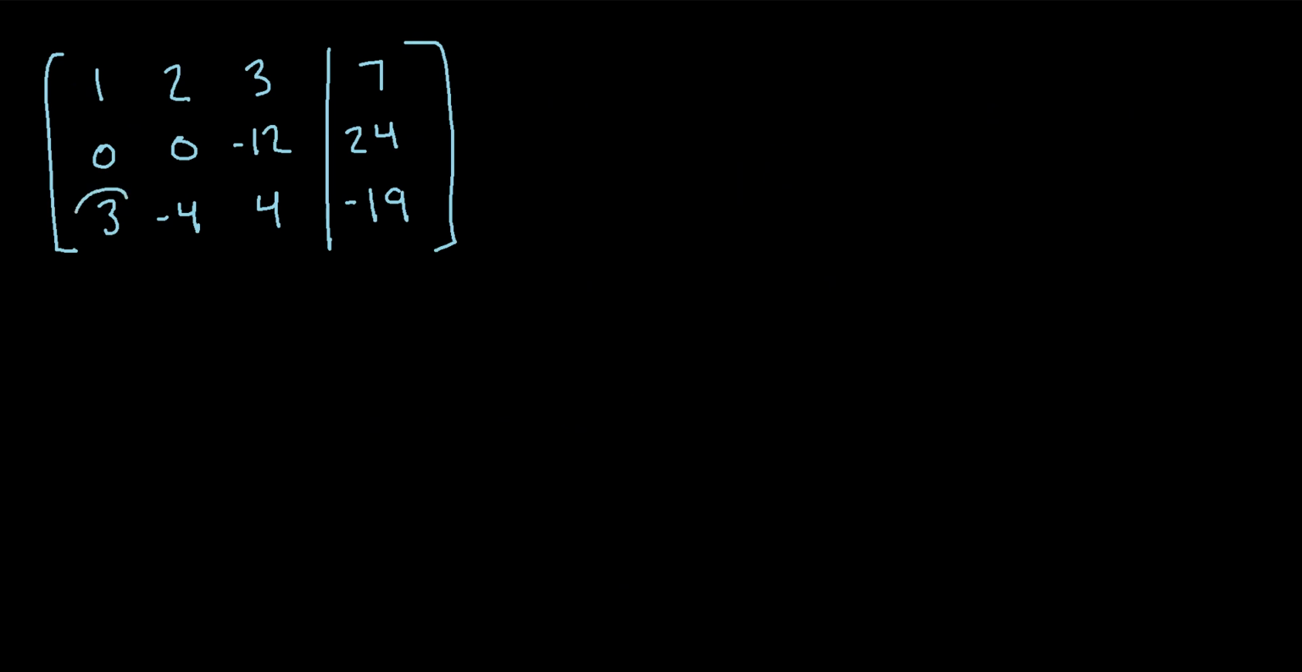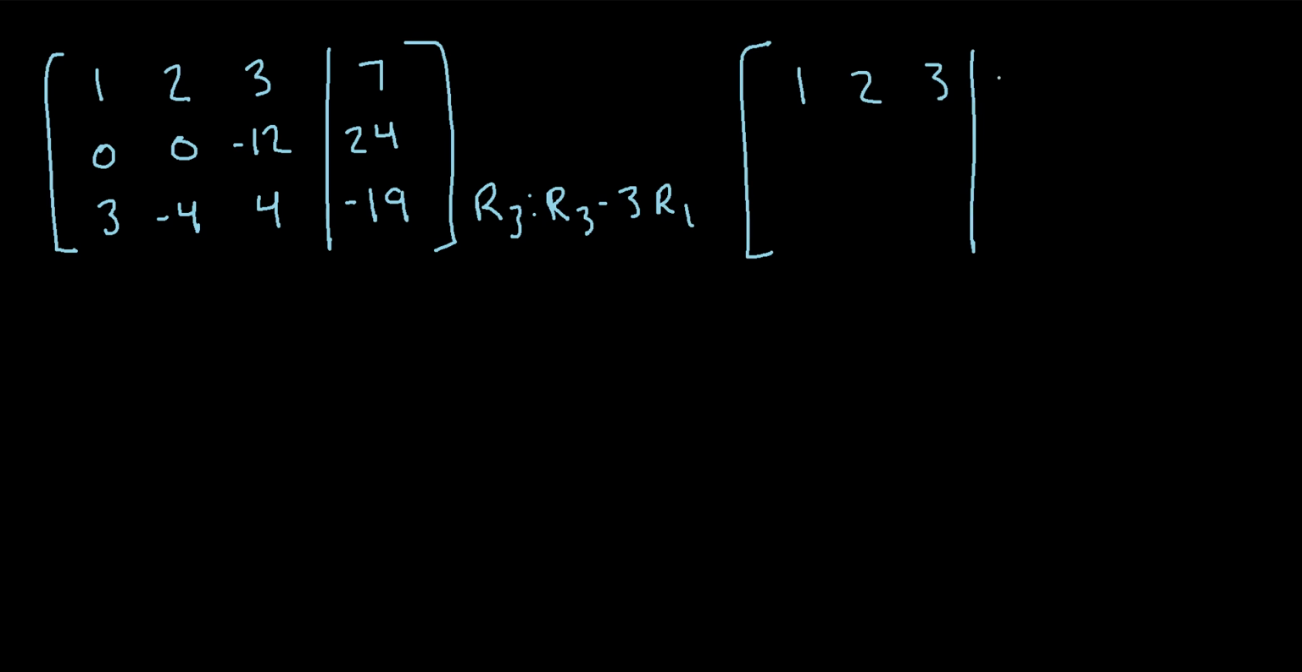Okay, next we want to make this 3 into a 0. So how can we do that? Well, notice if we do 3 minus 3 times row 1, we would have 3 minus 3, which would make this a 0. So let's do that. Let's say row 3 is going to become row 3 minus 3 times row 1. So here's what we get. The first row doesn't change, so we'll go ahead and rewrite that. The second row doesn't change either.